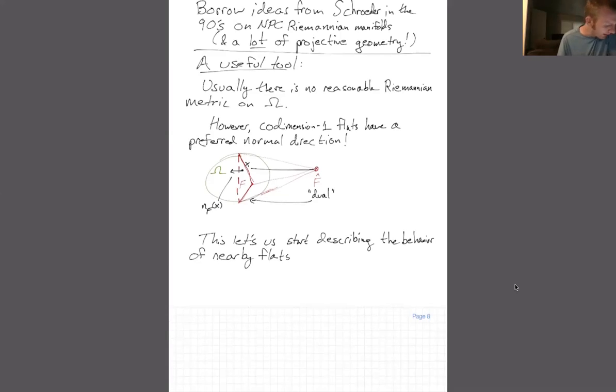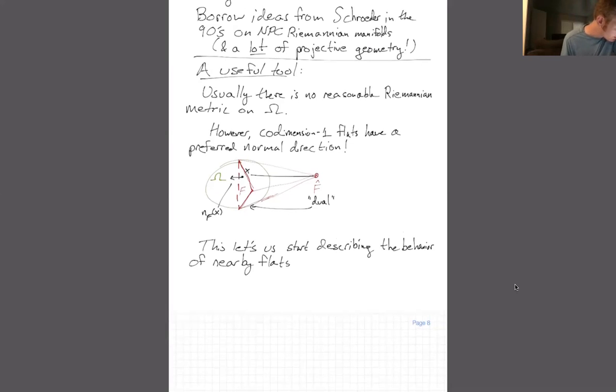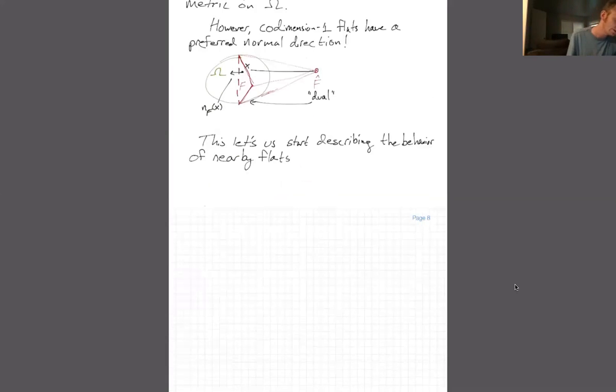You could argue that this is sort of an arbitrary construction to do, but it also makes the lemmas work where you want there to be a normal direction to a flat. And that's why it's a good substitute. So this is really something sort of special in this context, that your flats have a distinguished normal direction. And so what this lets us do is start describing the behavior of nearby flats. In particular, you can say that if flats get within some epsilon of each other, then the normal to one has to intersect the other.